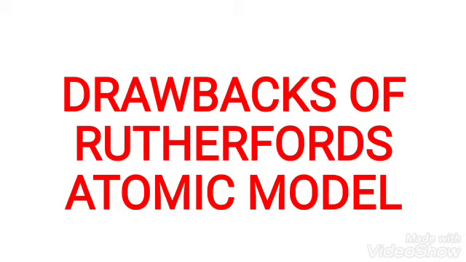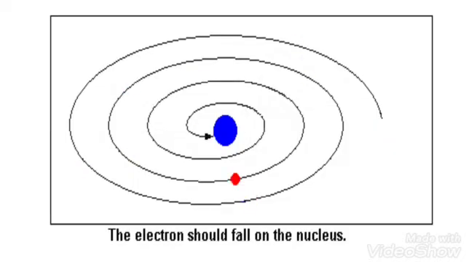Drawbacks of Rutherford's atomic model. It could not explain the stability of an atom. According to classical physics, an orbiting electron accelerates, hence radiates energy continuously, and thereby the electron will lose energy continuously and will follow a circular path of decreasing radii. And finally, it will fall into the nucleus and the structure would collapse. This behavior is never observed.